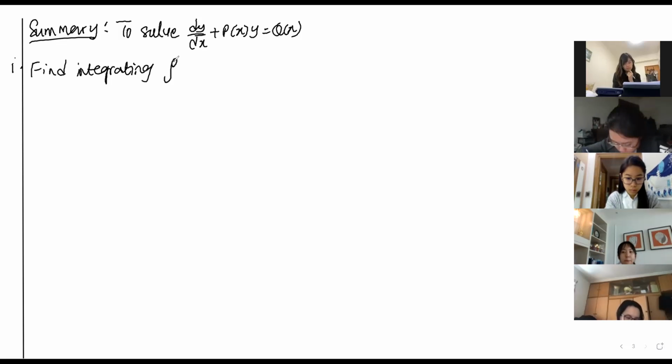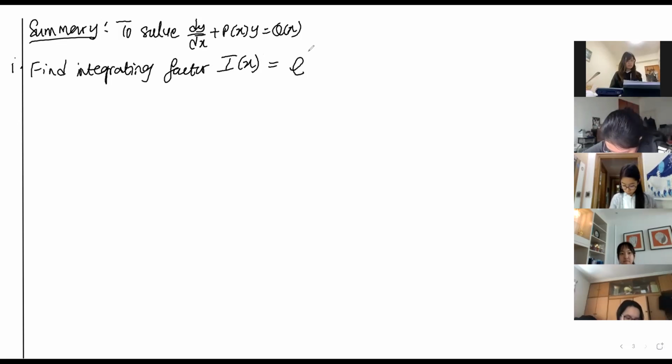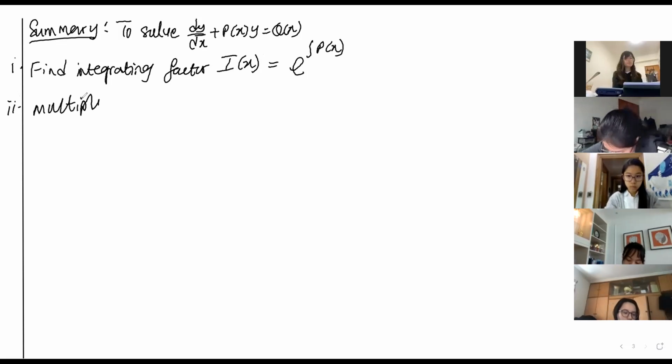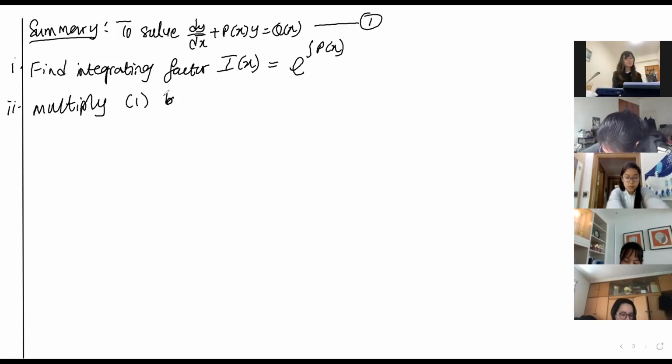Find the integrating factor I(x), which is equal to e to the integral of p(x). Step 2, multiply. So if I call this equation 1, multiply equation 1 by the integrating factor.